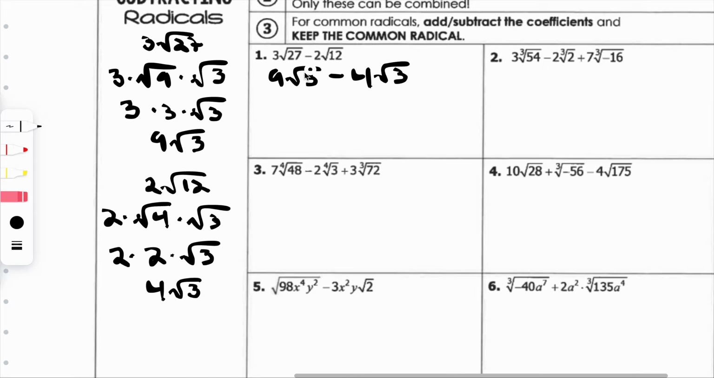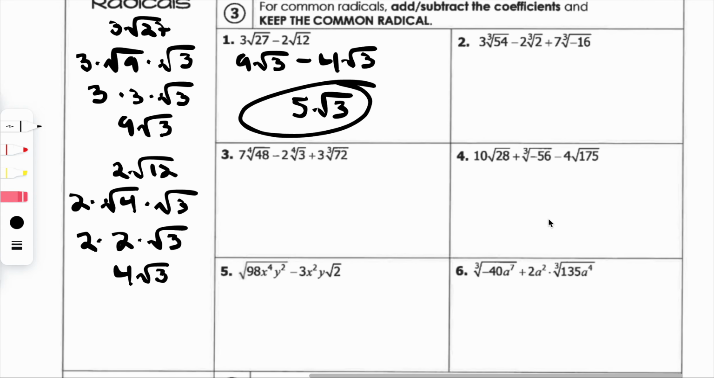Now, we have the same common radical, root 3, with the same index, which is 2, and the same radicand, which is 3. So now we just want to subtract the coefficients. So 9 minus 4 is 5. This gives us 5 root 3. We keep that common radical.